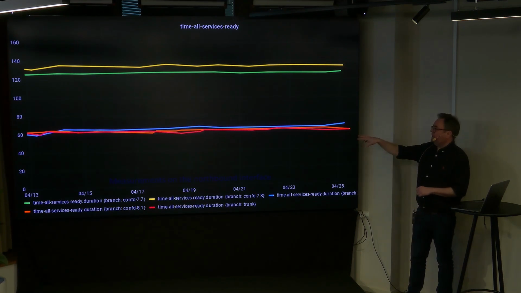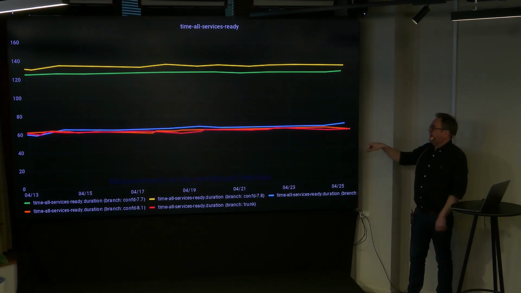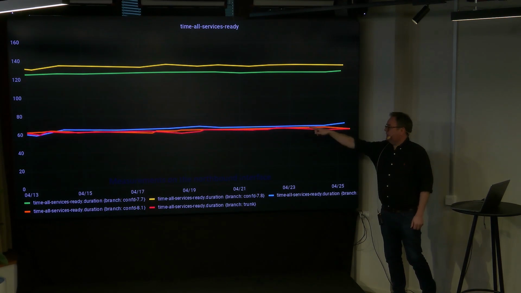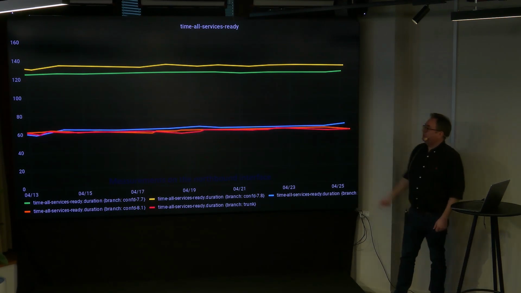But here we can see the result, and if there are any changes between different builds, we see that, and we can also see the difference between releases.